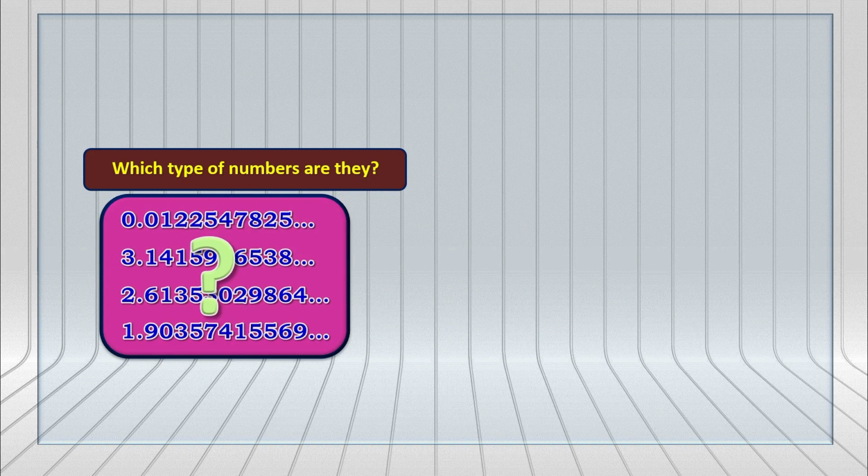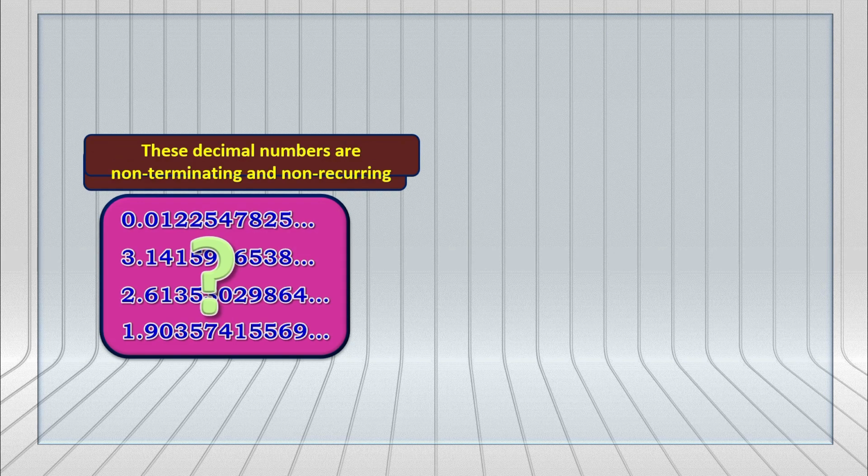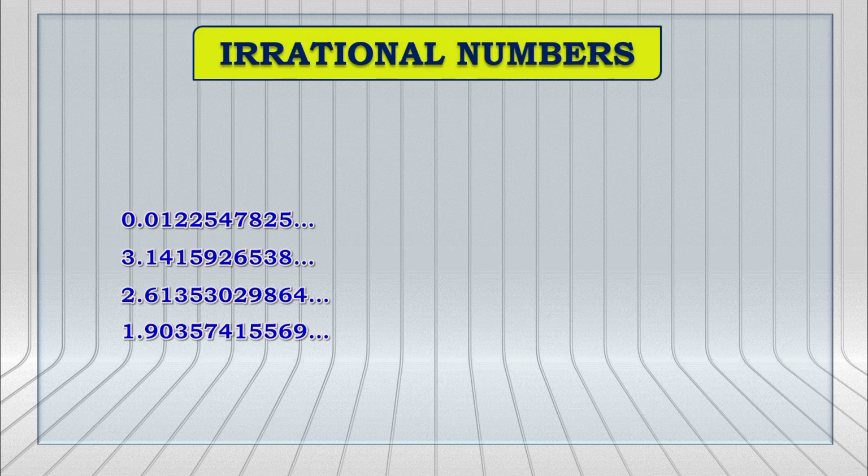Now earlier we have seen that there are some numbers which are non-terminating and non-recurring. So what type of numbers are they? These decimal numbers are non-terminating and non-recurring as I explained already. So these set of numbers are called irrational numbers. So irrational numbers are those that are non-terminating and non-recurring.